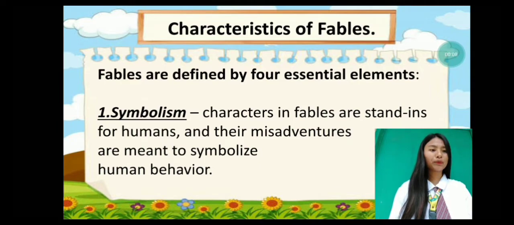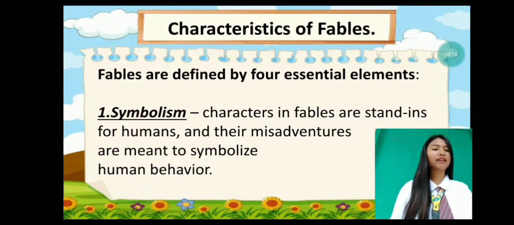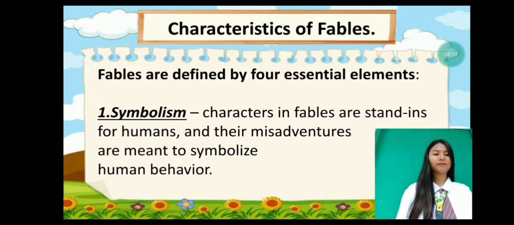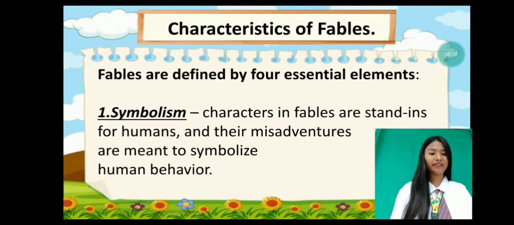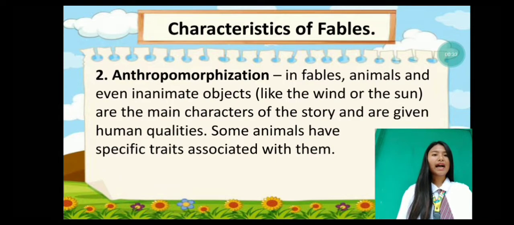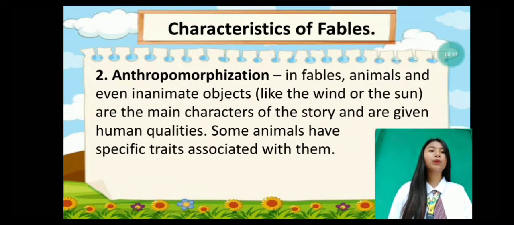For example, the misadventure in the story of the tortoise and the hare. The hare belittled the traits of the tortoise because he thinks that he is better than the tortoise. But in the end, the tortoise still defeated the hare. That is the misadventure of the story. The second one is anthropomorphization.